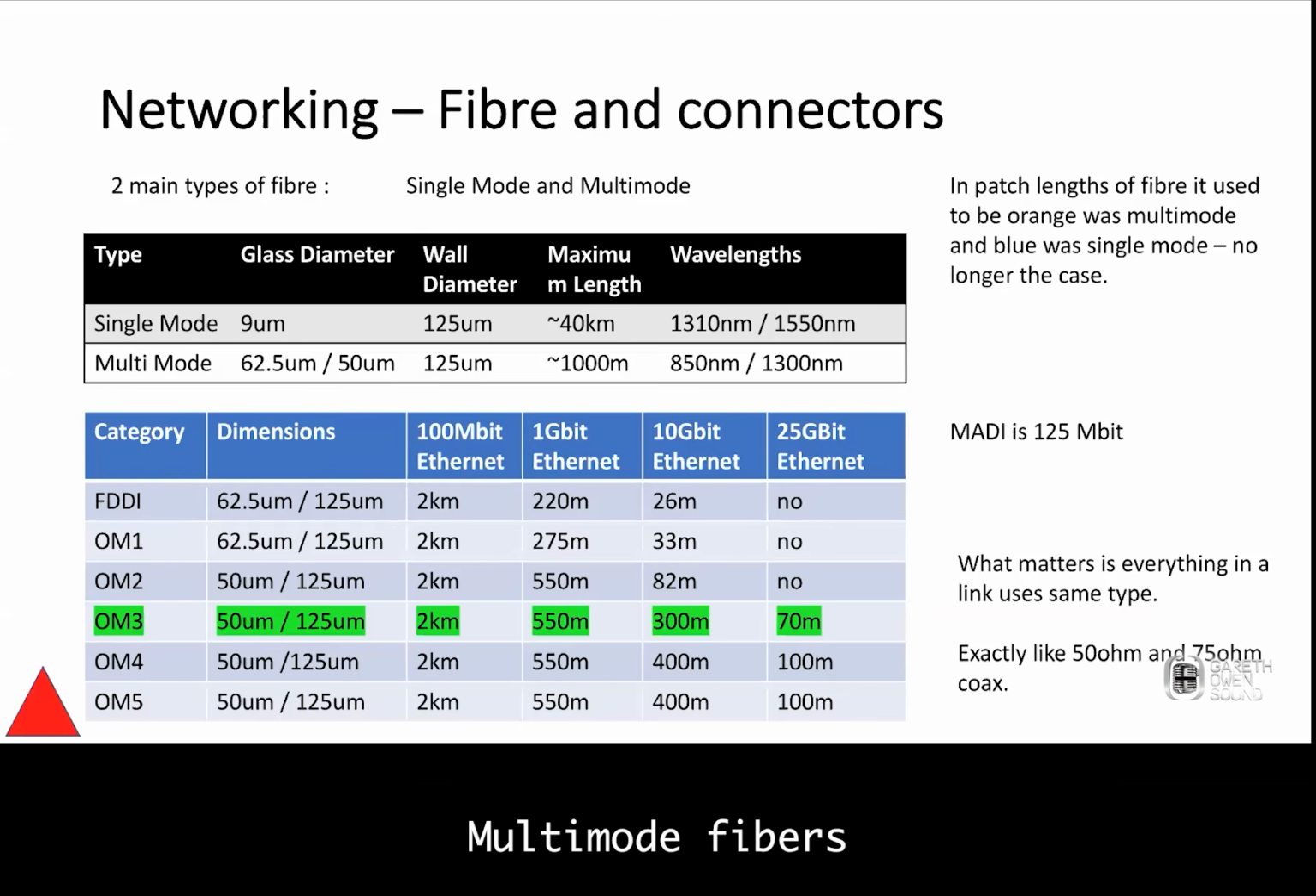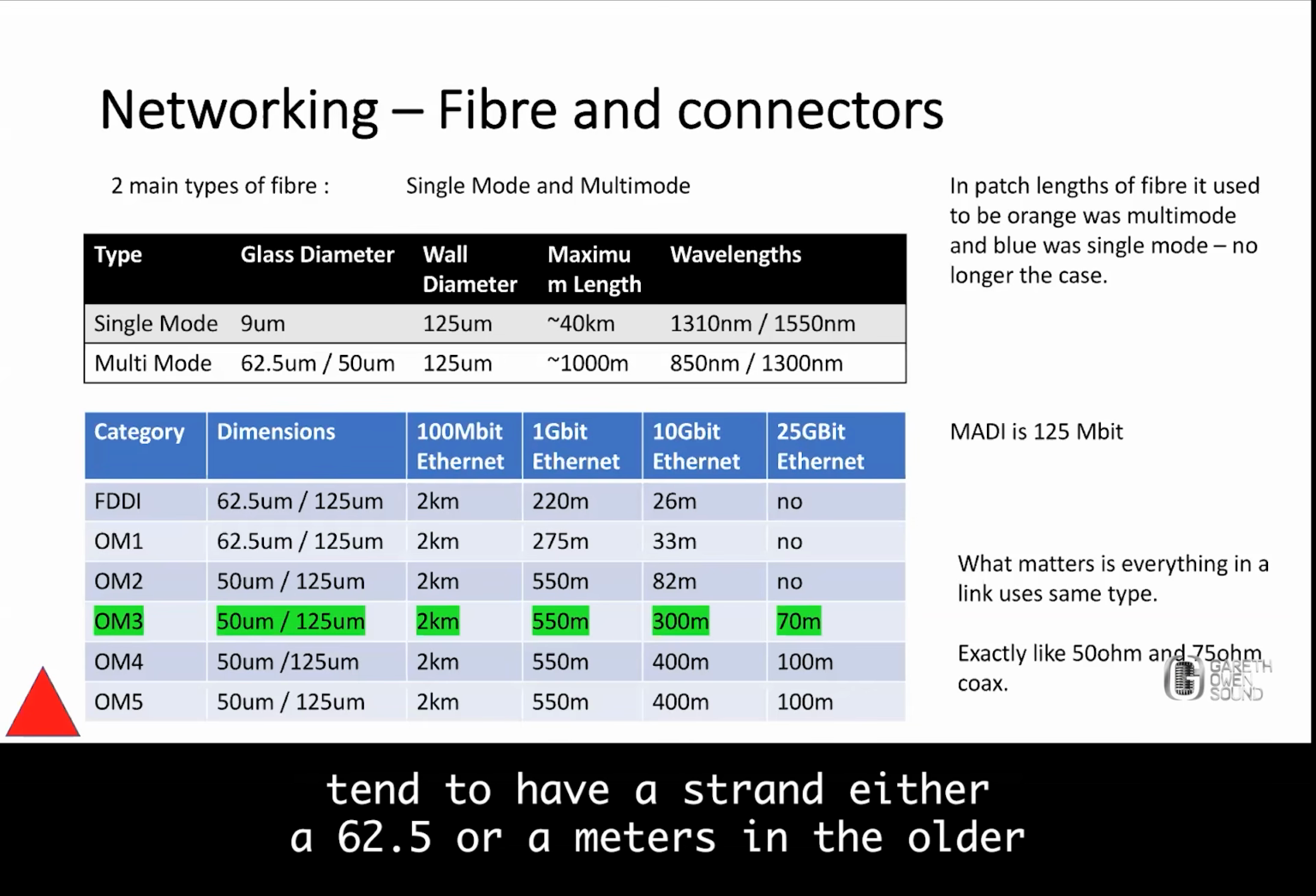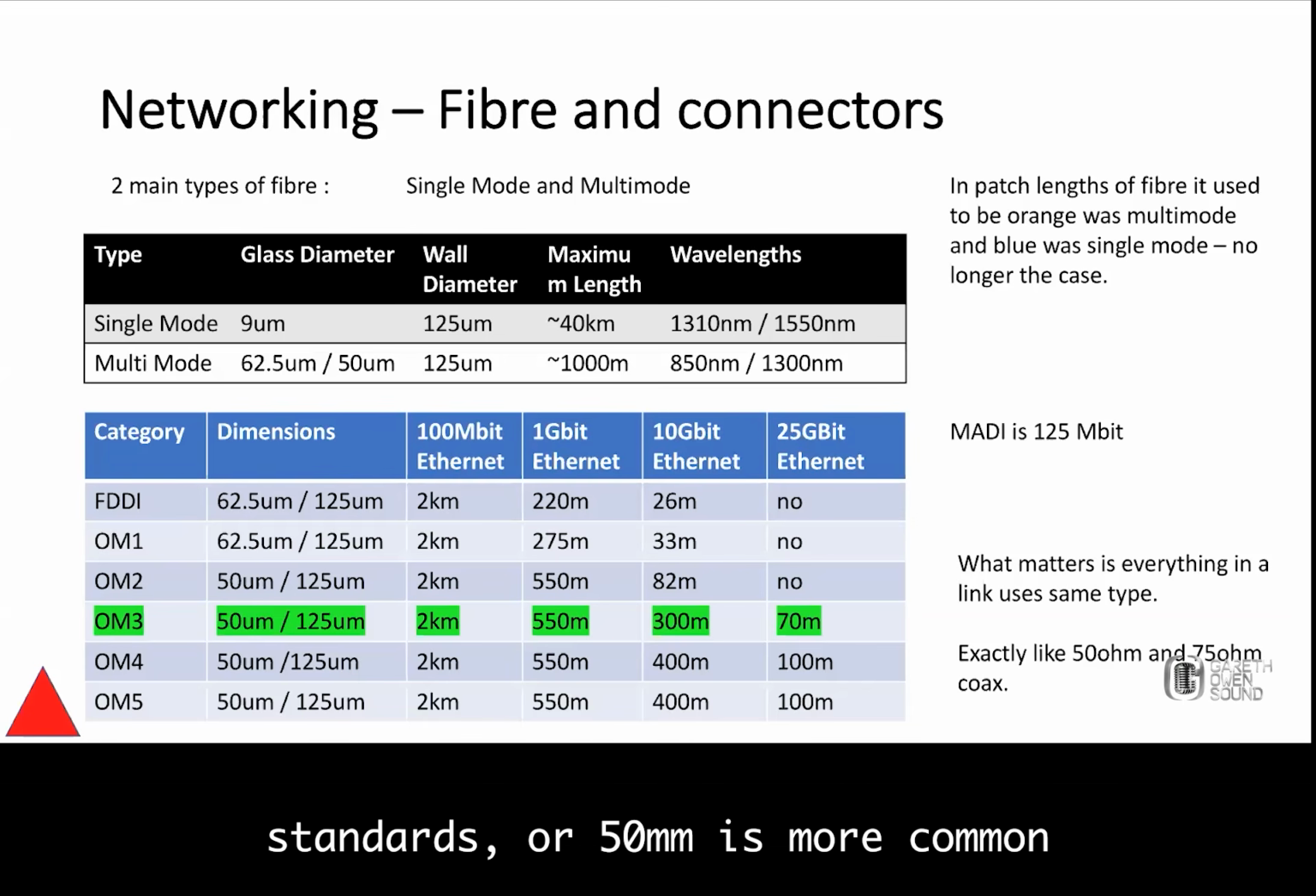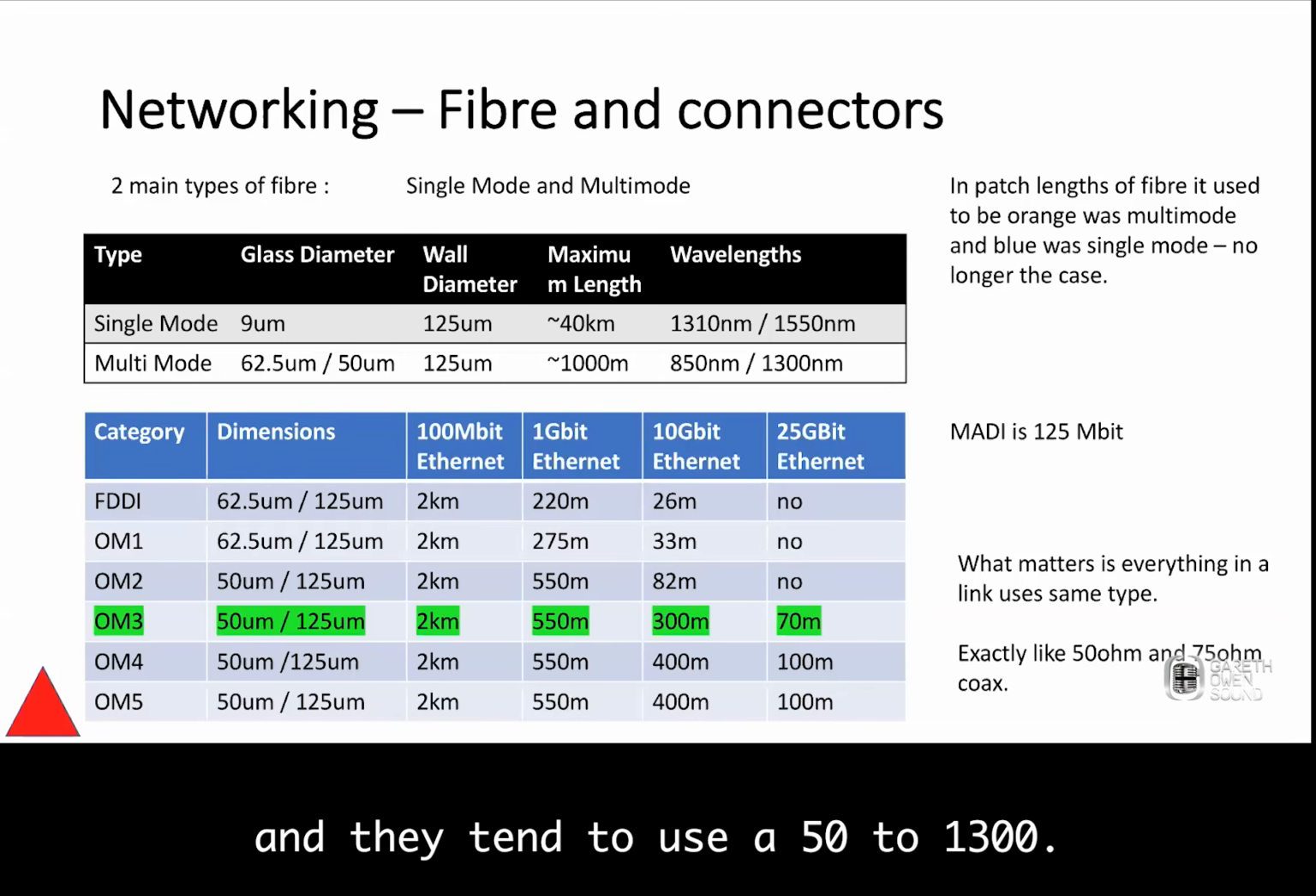Multi-mode fibers tend to have a strand either of 62.5 micrometers in the older standards, or 50 micrometers is more common. Maximum length about 1 kilometer. And they tend to use 850 or 1300.